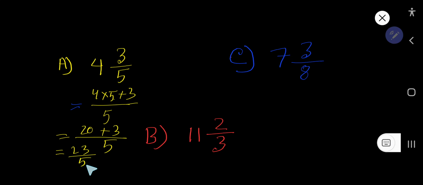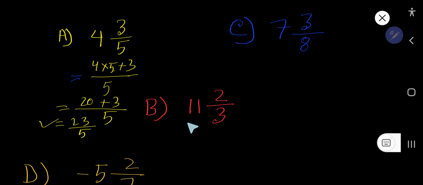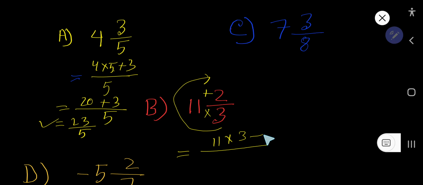Look, 23 divided by 5. Here the numerator is greater than the denominator, so this is an improper fraction. Let us consider this example, 11 and 2/3. At first draw a circle clockwise, multiply then add, that is whole number times denominator plus numerator, divided by 3.